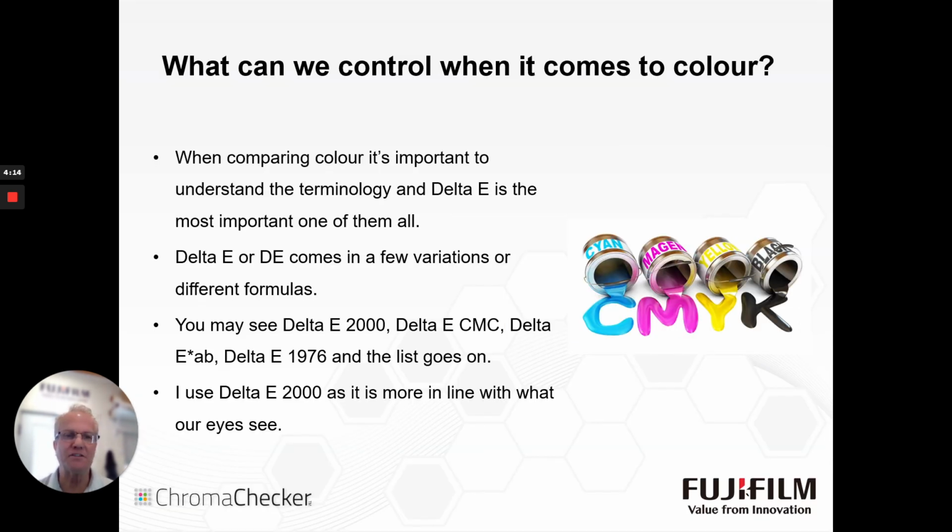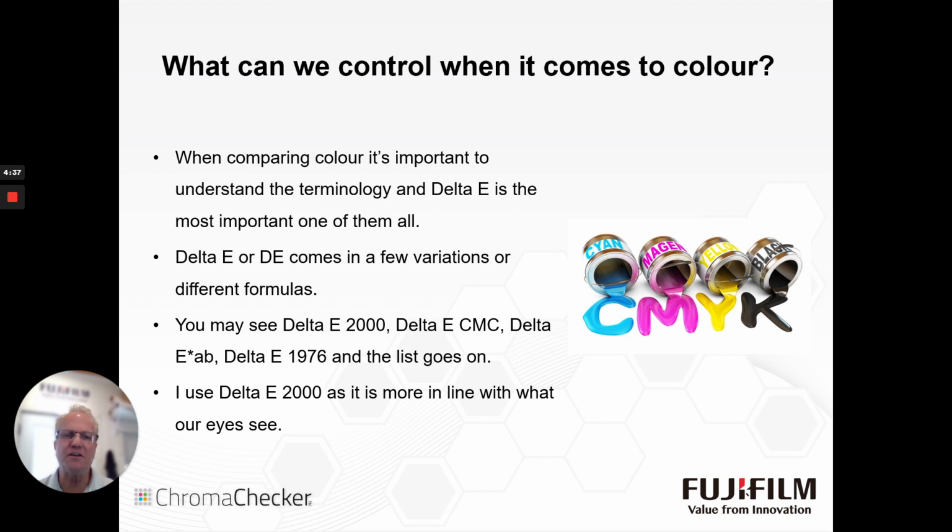When comparing color, it's important to understand that we use the terminology delta E and what that means. Delta E, or DE, comes in a number of different variations of formulas. You may see delta E 2000, delta E CMC, delta E delta A star AB, delta E 76, and the list goes on. I use delta E 2000.